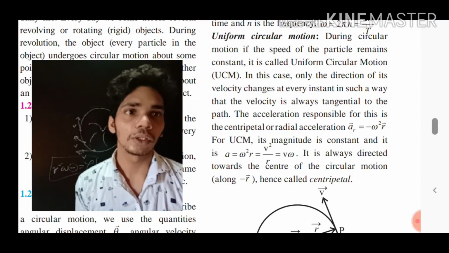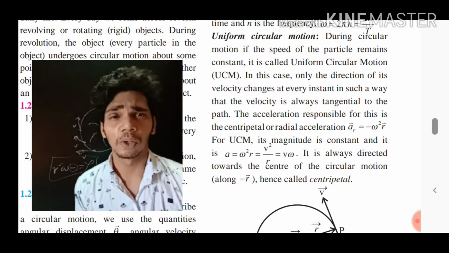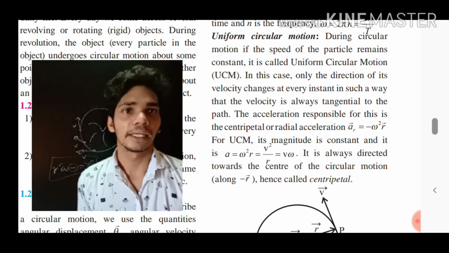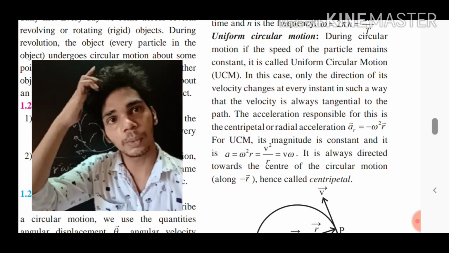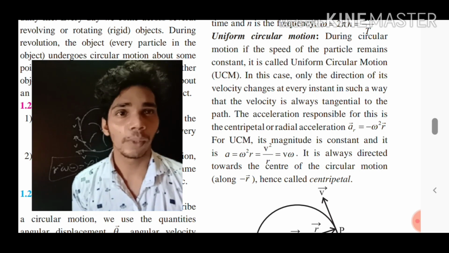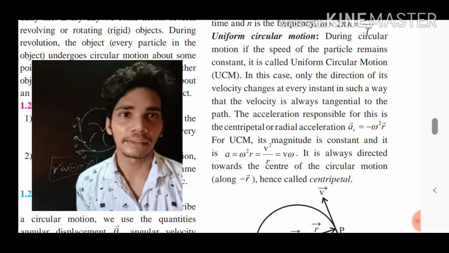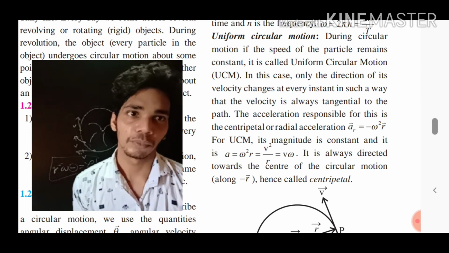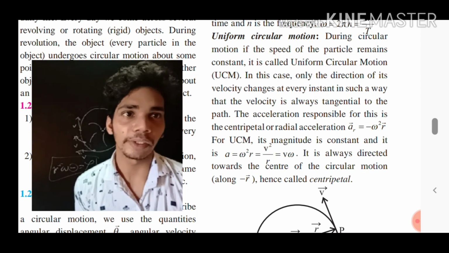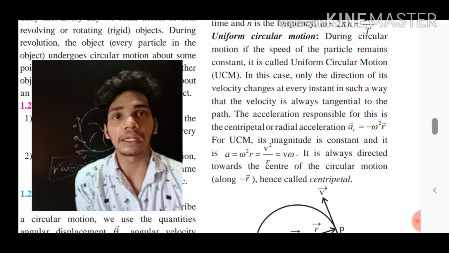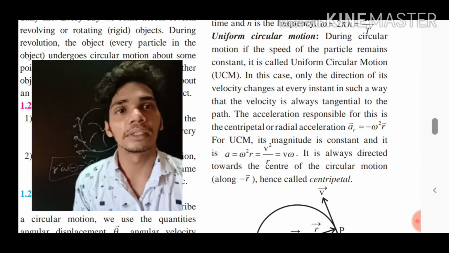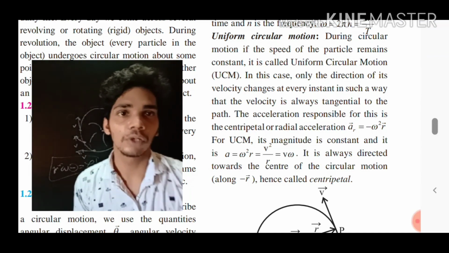The magnitude will be constant, but what is going to change? The direction can change. So the acceleration, that is a, is given as omega square r, equal to v square upon r, equal to v omega. These are the kinematic equations for the UCM. So it is always directed towards the center of the circular motion, hence it's called centripetal. Anything directed towards the center is called centripetal.